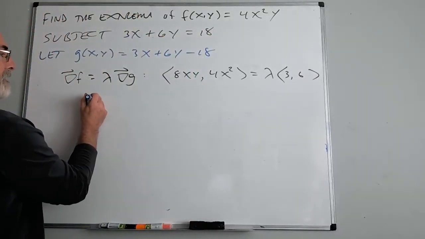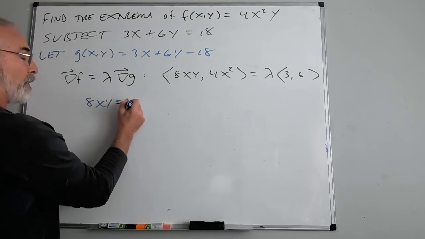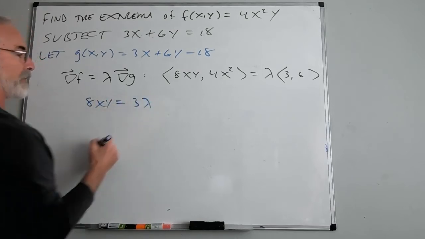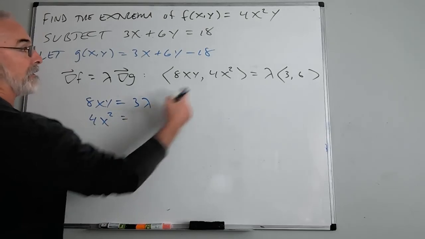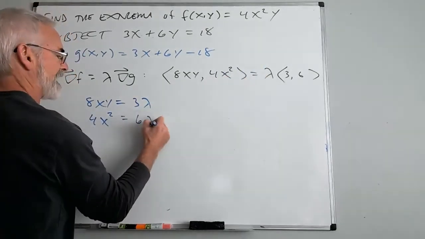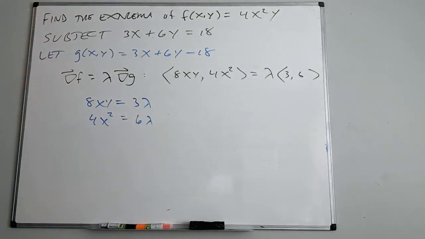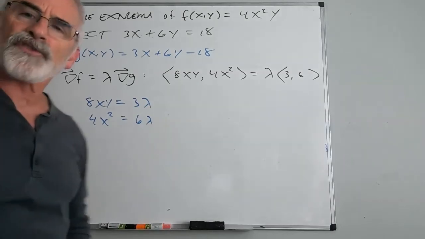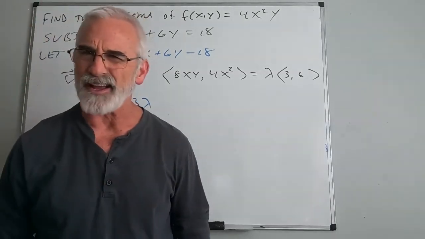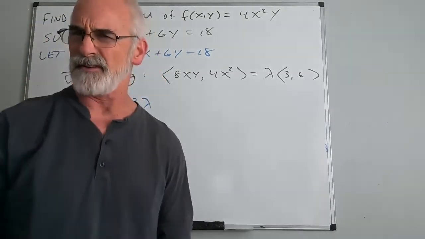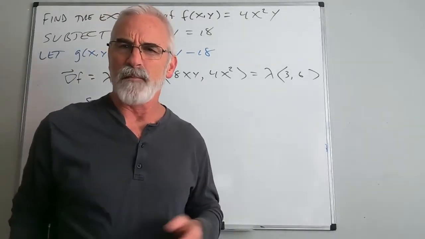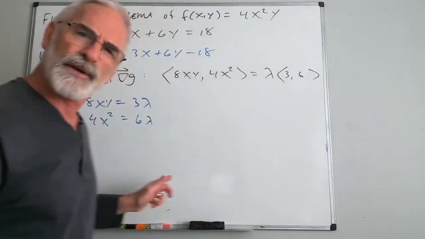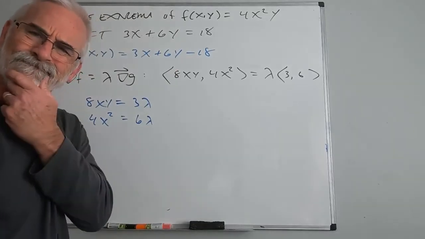So here I've got 8xy equals lambda times 3, or I can just say 3 lambda. I have 4x squared equals lambda times 6, or 6 lambda. Now, here's the thing. I'm trying to find x and y, but lambda is also an unknown. So technically, don't I have 3 unknowns? I have 3 unknowns, and I should be able to solve this. But I have 3 unknowns, and it appears I only have 2 equations.